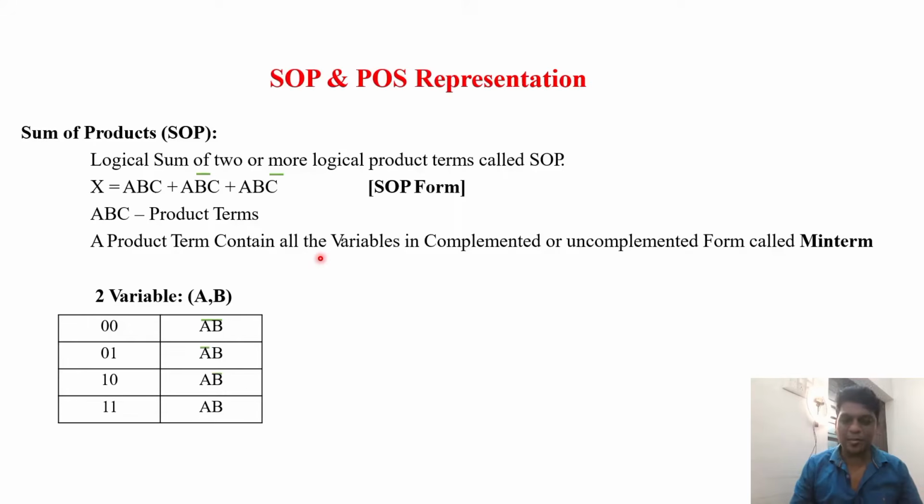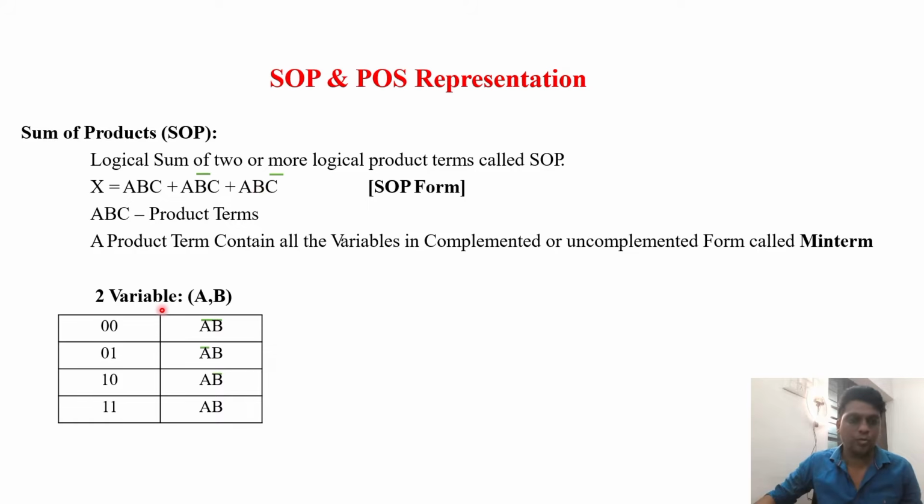In this video we will learn about the concepts of SOP and POS. SOP stands for sum of products and POS stands for product of sum. SOP can be termed as minterms: a product term that contains variables in both complemented and uncomplemented form.